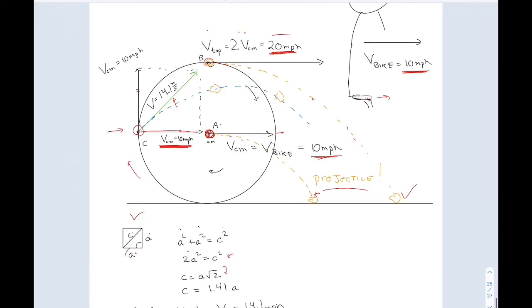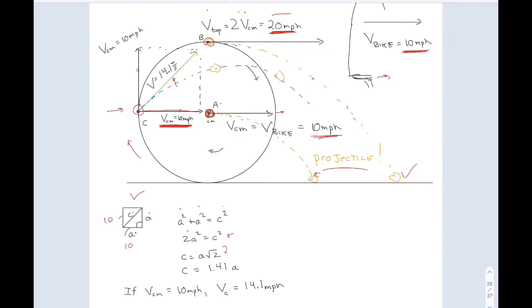So if this is 10 miles per hour and that's 10 miles per hour, in my picture up there, then this green one, v center of mass, is 10 miles per hour times the square root of 2, and that's 14.1 if I do that on a calculator. So when this chunk of mud comes loose here, it heads off in the direction of that green arrow with a speed of 14.1 miles per hour.